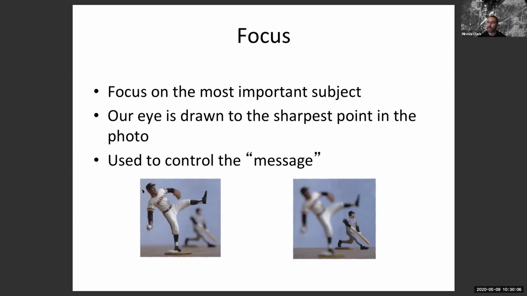The first image is about the pitcher, right? Because that's what's in focus. The second image is about the batter, because that's what's in focus. So just by moving the focus ring around, you can really control or change what it is that you're trying to say about this scene in front of you.